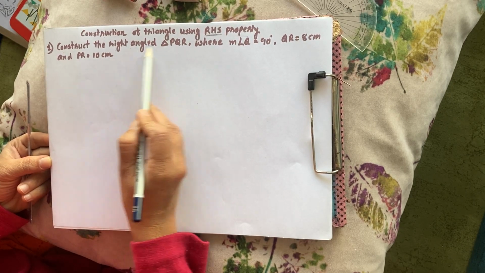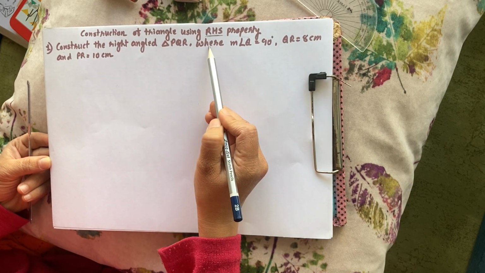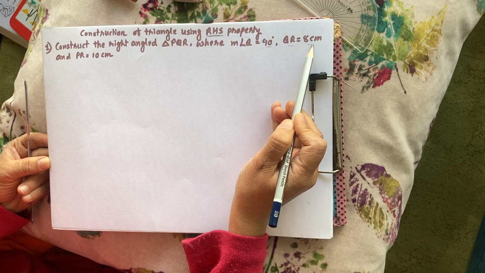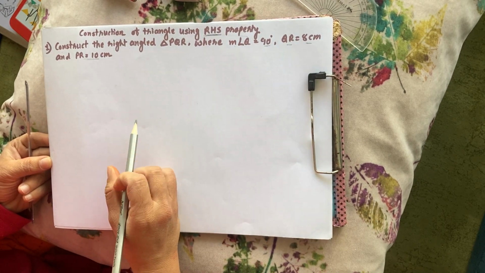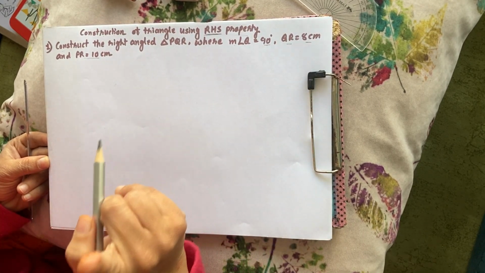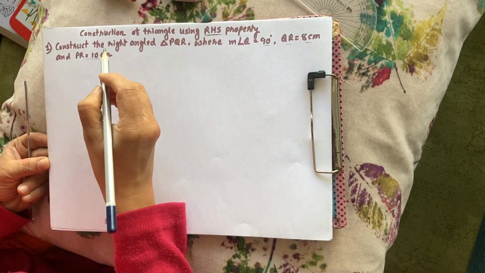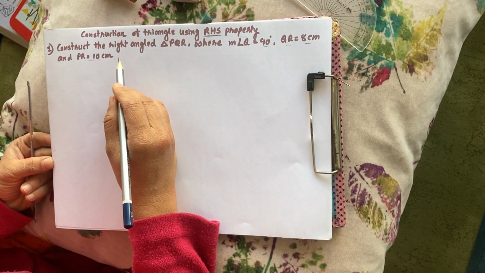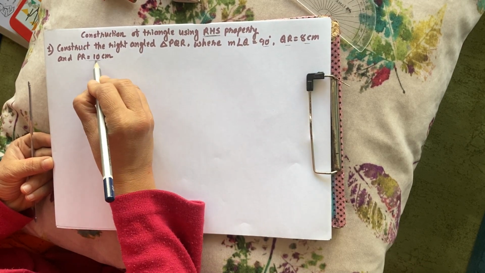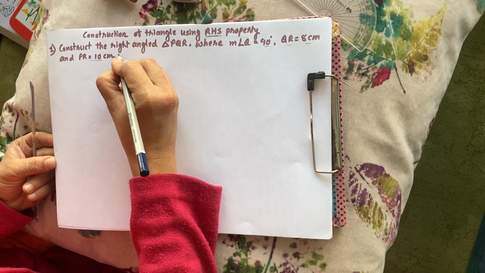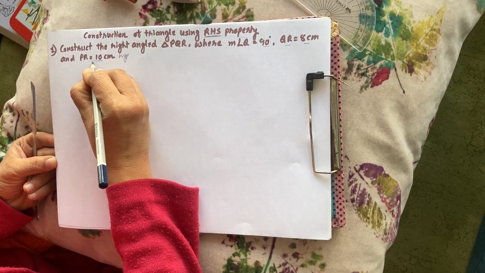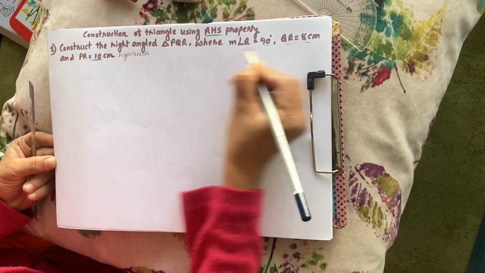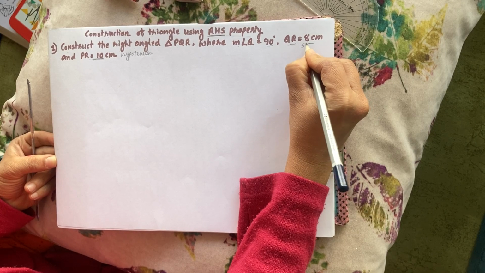Construct the right angle triangle PQR where the measure of angle Q is 90 degrees, QR is 8 centimeters and PR is 10 centimeters. Now I will tell you a very important point before we start. Whenever this kind of right angle triangle is given to you, the biggest side is the hypotenuse. So your PR is your hypotenuse and this QR is the side.